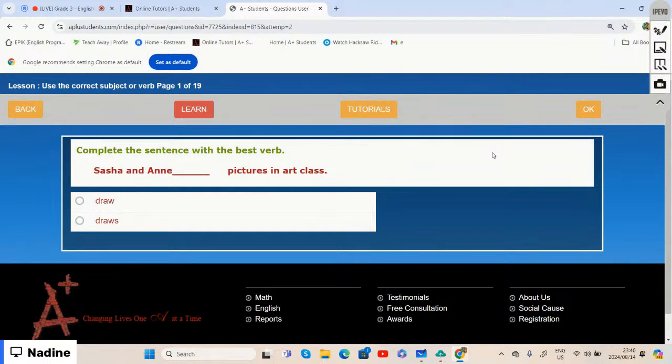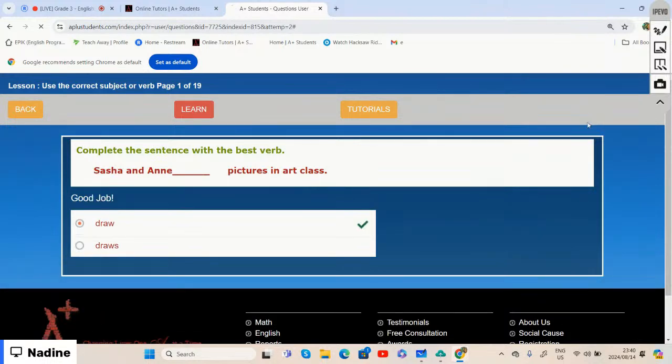All right, then if we were to choose the correct answer, then yes, since it is referring to more than one person, we can say Sasha and Anne draw pictures in art class. Well done.